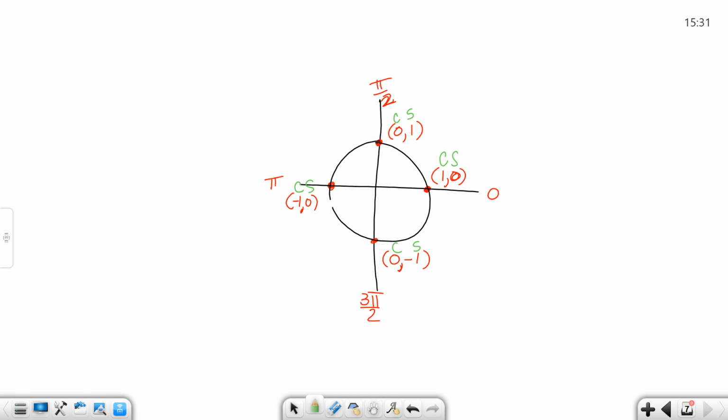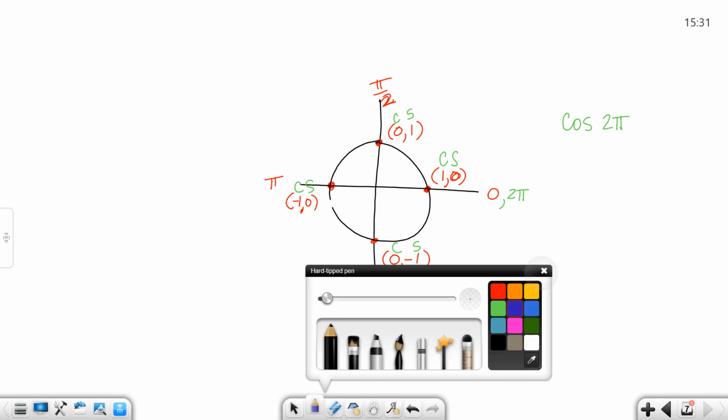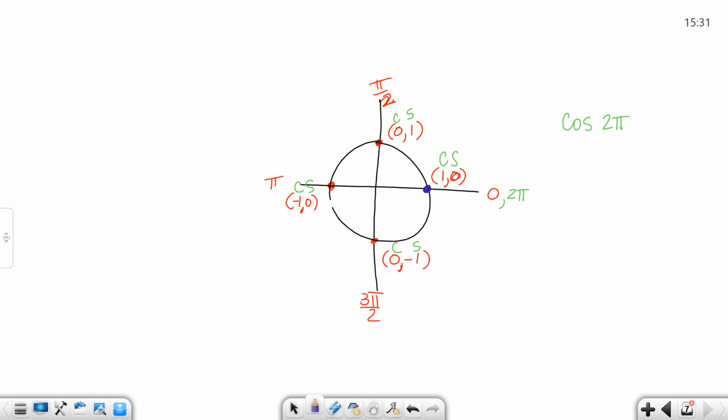Let's say that I asked you, what is the cosine of 2 pi? Well, 2 pi is the same thing as 360. So if we went all the way around the circle to here, I would be located, let's turn it blue, on this point right here. Well, the cosine at this point right here is 1. So that answer would be 1.